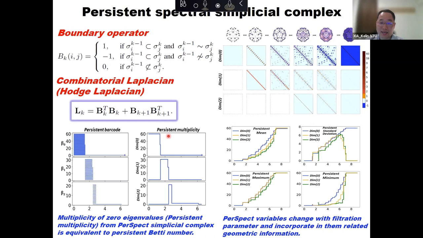And then the non-zero eigenvalues can give you some extra structural information, for algebraic, combinatorial and geometric information. Combining all this information together, we can study several biological processes.